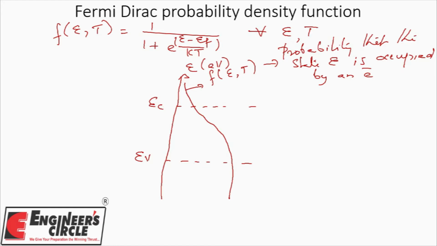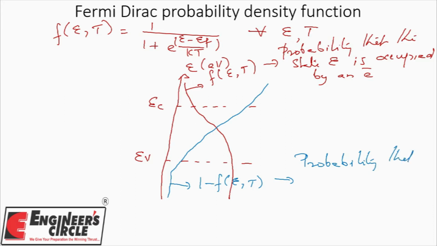But if you plot the probability of finding a vacancy, that graph will be going like this. So this is the graph of 1 minus f of E comma T. This is the probability that an energy state is vacant. So f of E comma T is the probability that you can find an electron at an energy level E, whereas 1 minus f of E comma T is the probability that an energy state is vacant.